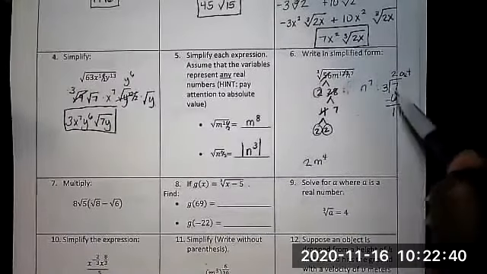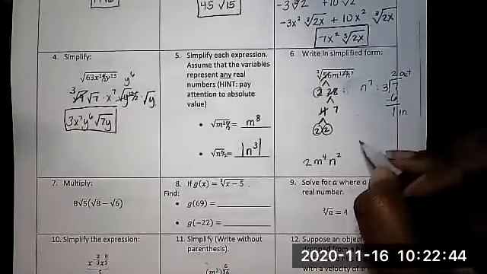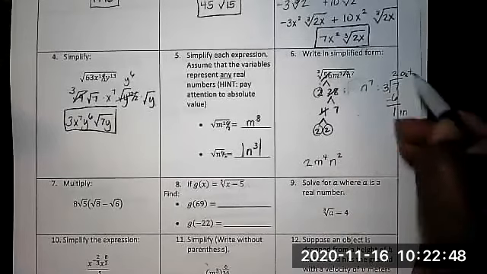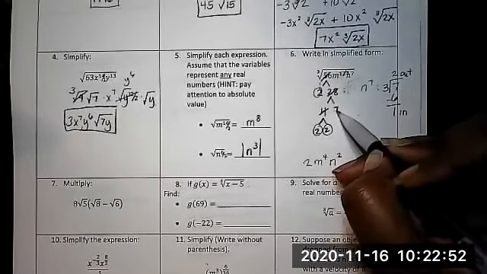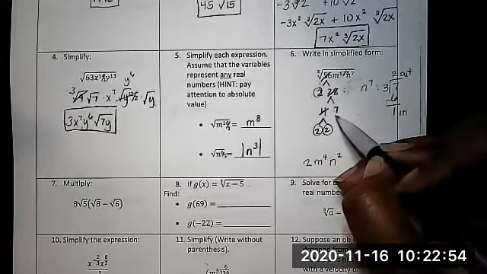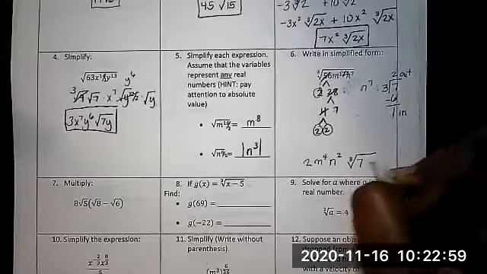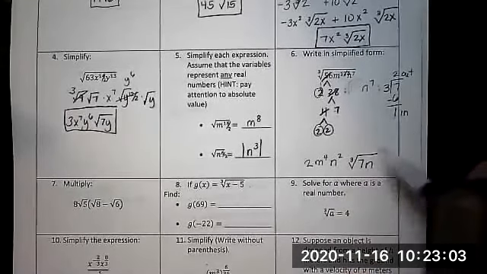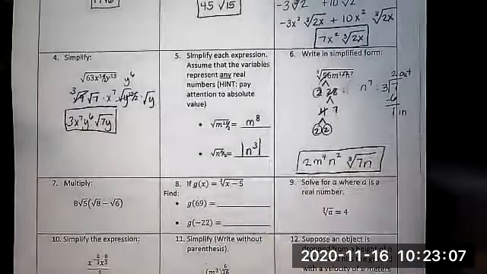So 2 came out. 2 n's are out: n squared. And then what's left over on the inside looks like the cube root of n, just one n. One leftover n. And don't forget this 7. This is n, and this is 7. So what's left over on the inside is 7 and then 1 n. This is your answer for number 6.